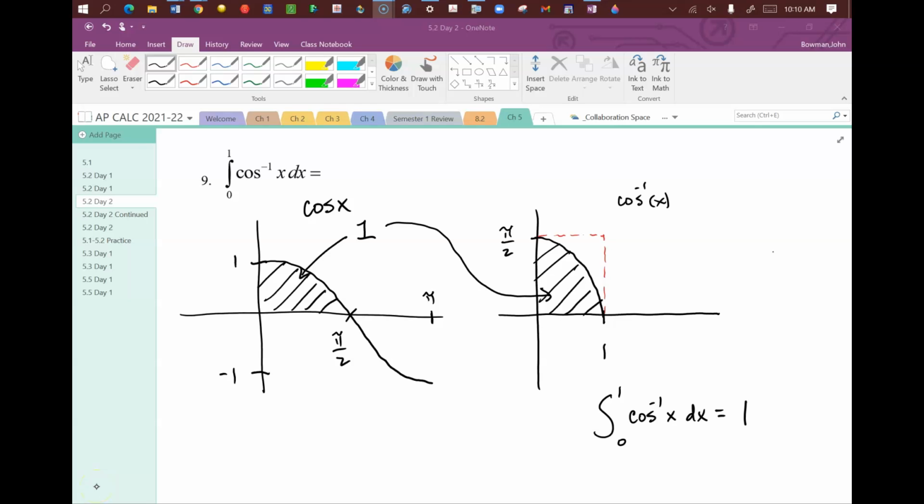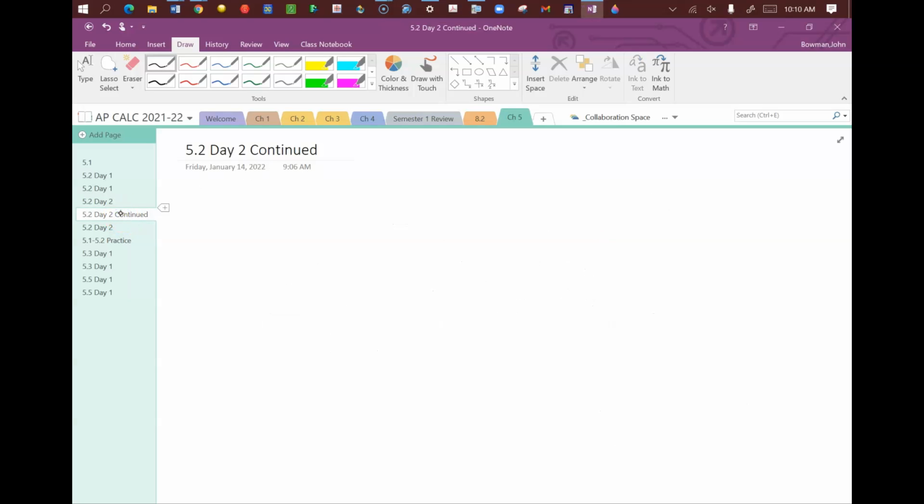Turns out that in this case, the integral from 0 to pi over 2 of the cosine function is actually the same area as the integral from 0 to 1 of the inverse cosine function, which is 1. The next thing we want to do is a couple of examples with geometry strictly, like areas of rectangles and triangles and circles. So let's do this problem.